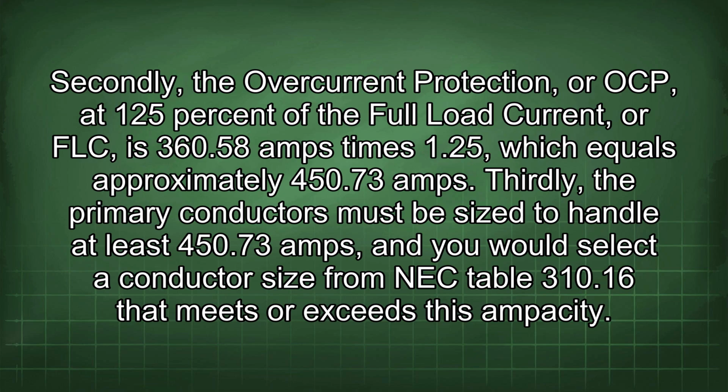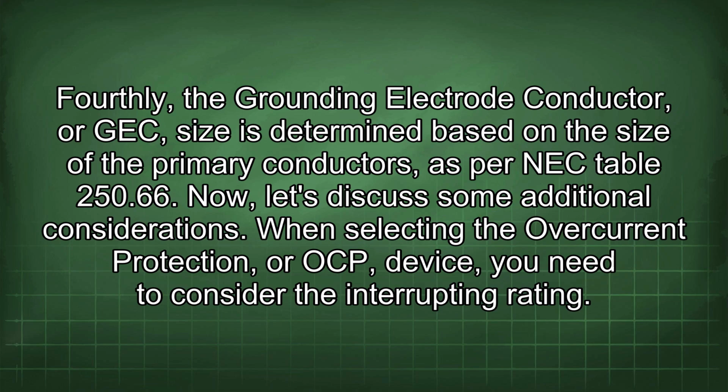360.58 amps times 1.25, which equals approximately 450.73 amps. Thirdly, the primary conductors must be sized to handle at least 450.73 amps, and you would select a conductor size from NEC Table 310.16 that meets or exceeds this ampacity. Fourthly, the Grounding Electrode Conductor, or GEC, size is determined based on the size of the primary conductors, as per NEC Table 250.66. Now let's discuss some additional considerations.